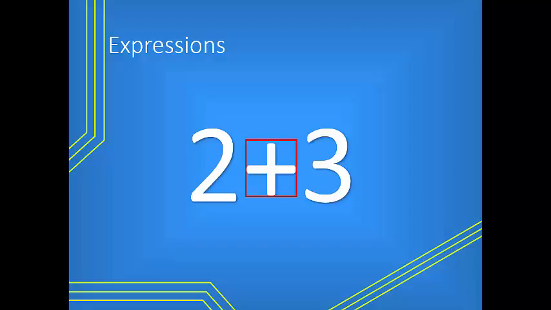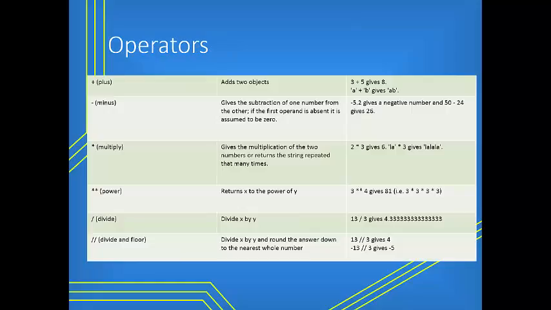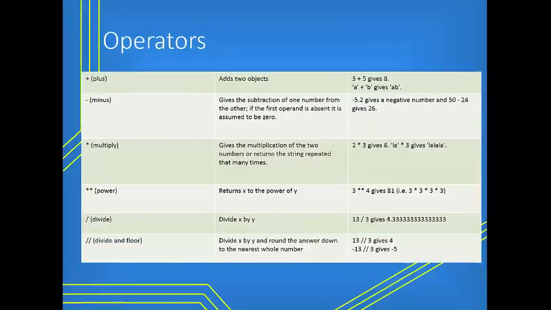Operators are the functionality that do something and can be represented by symbols, such as plus, or by special keywords. Operators require some data to operate on, and such data is called operands. In this case, 2 and 3 are the operands. Here's a quick overview of some available operators.